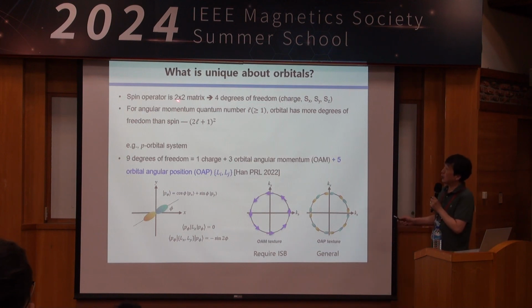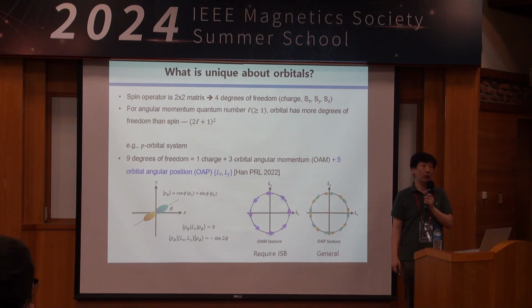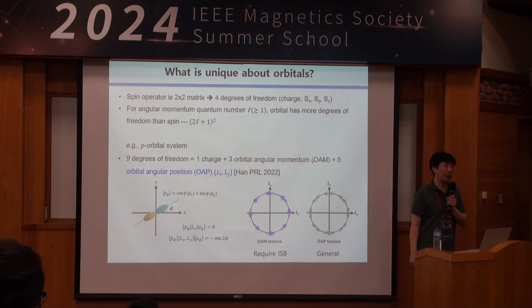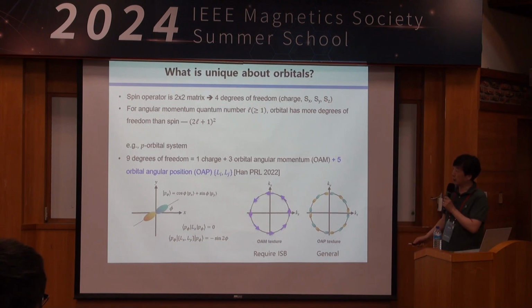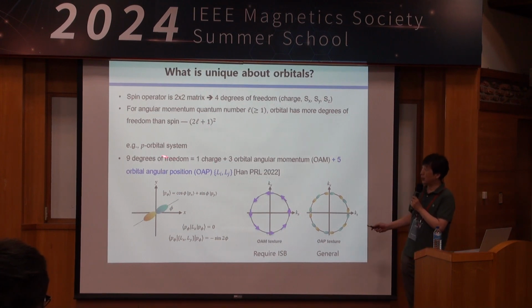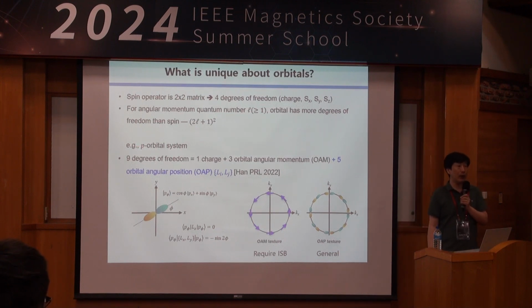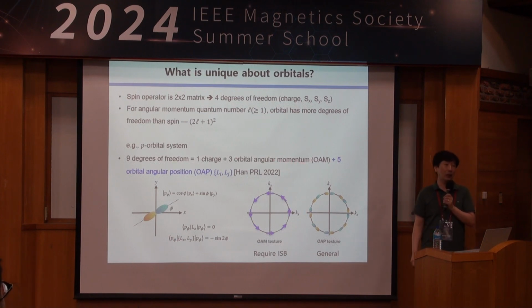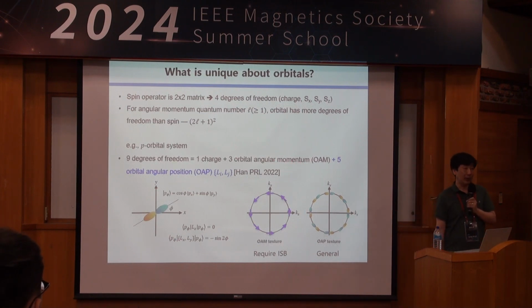We know that the spin operator is a 2x2 matrix, so you have four unknowns: one charge and three vector components of the Pauli matrix, which suffice to describe spin dynamics completely. However, orbital dynamics is different because the matrix size is (2L+1) squared, where L is the angular momentum quantum number. For a p orbital system, L is 1, so you have a 3x3 matrix, 9 unknowns: 1 charge and 3 orbital angular momentum components, Lx, Ly, Lz. They are not sufficient to describe the orbital dynamics completely.